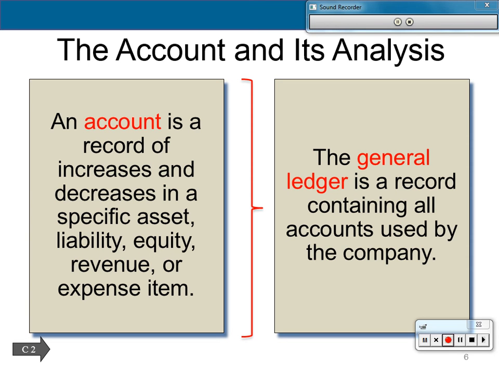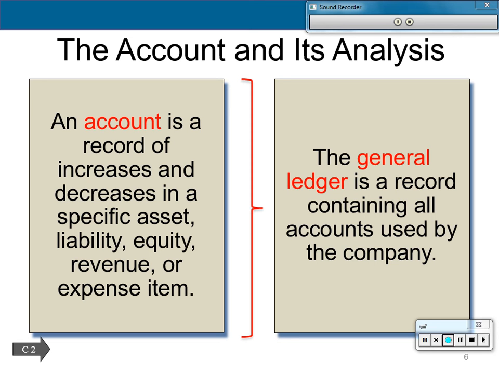Account and analysis. This is where all of this is explained. So the account that you're looking for when you're analyzing a transaction is the account that is involved in the event, right? So you know how we did bought supplies with cash. What are the two accounts that are affected? Cash and what else? Supplies. So that's what we mean by an account: a record of increases and decreases in a specific asset, liability, equity, revenue, or expense item. We did that in chapter 1, correct?